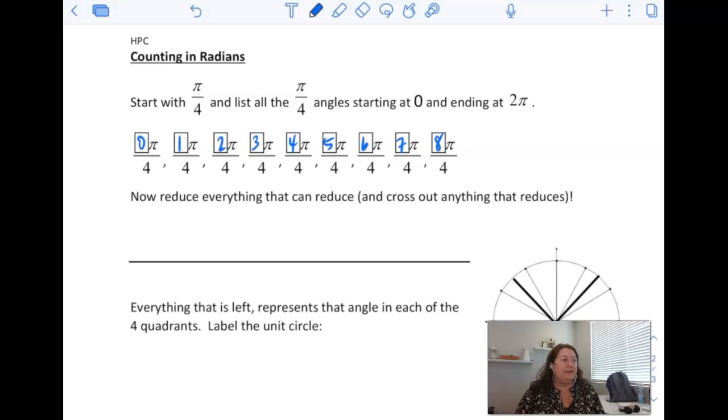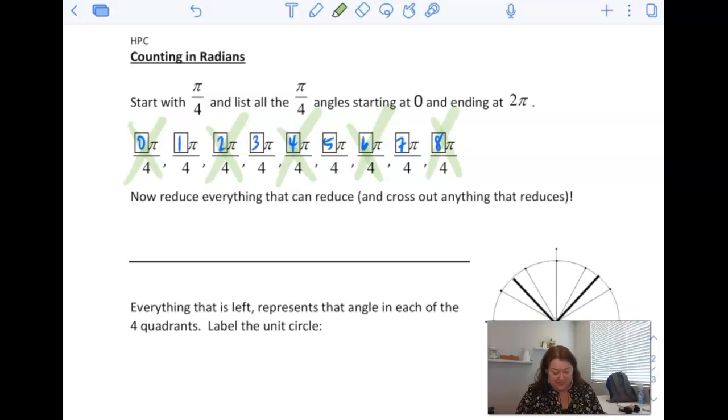All right, and then the next thing that I want you to do is cross out anything that reduces to something that you know, like a 0 or 1, right? So let's go and cross out the 0, it goes away, right? 2 over 4 reduces, so cross it out for right now. You'll see why in a second. 4 over 4 reduces, 6 over 4 reduces, 8 over 4 reduces.